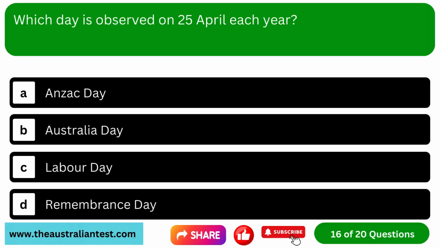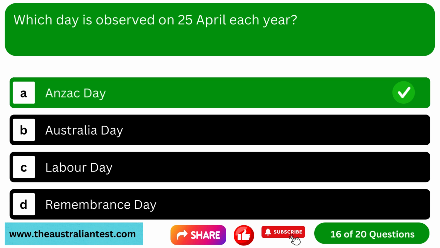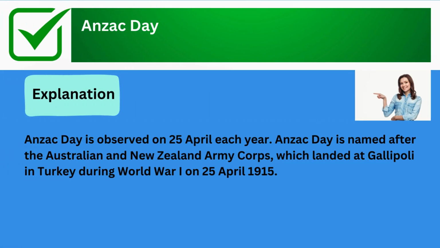Question 16. Which day is observed on 25 April each year? Option A, Anzac Day. Option B, Australia Day. Option C, Labor Day. Option D, Remembrance Day. The correct answer is Anzac Day. Explanation: Anzac Day is observed on 25 April each year. Anzac Day is named after the Australian and New Zealand Army Corps, which landed at Gallipoli in Turkey during World War I on 25 April 1915.